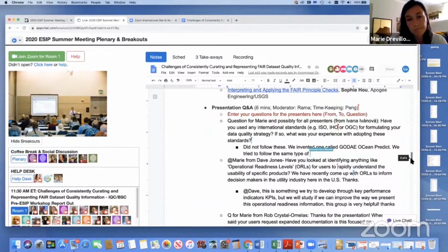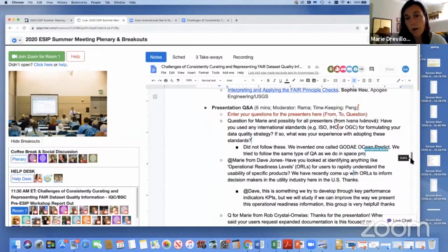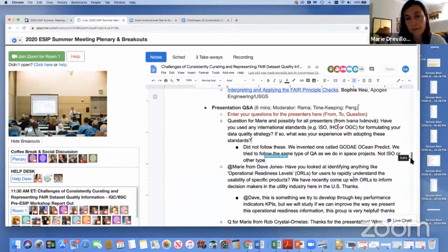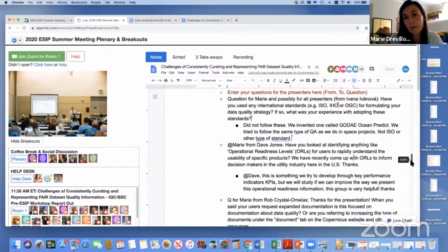But yes, no, it's not ISO or this type of standards that we use. It's a different one. But we try to adopt some standards that are also used in a larger community. Okay. So it's not that we invented one called Ocean Predict, but we invented one in this group, Godet Ocean Predict community. Okay.